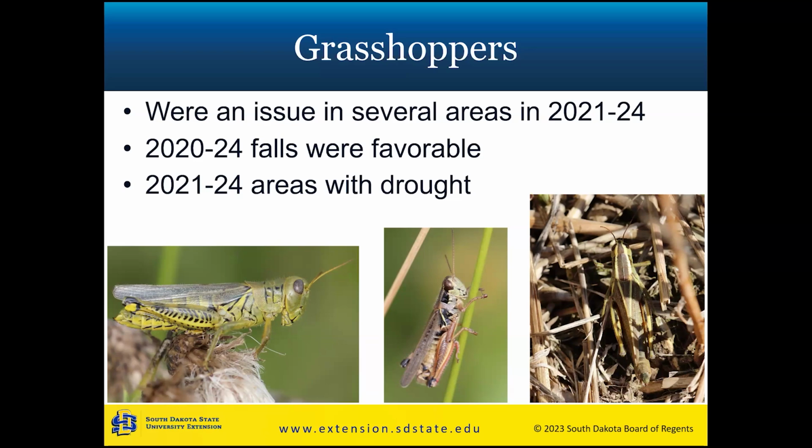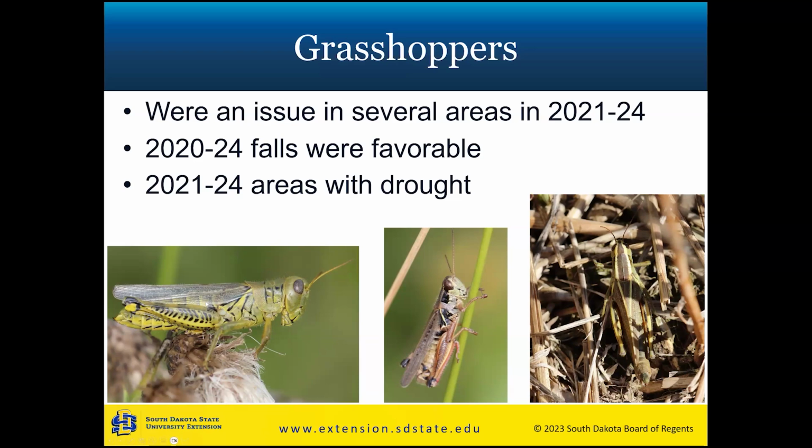If we look here, going backwards, 2020 to 2024, we've had pretty favorable falls where the frost is later than maybe we would expect in several areas of South Dakota. And 2021 to 2024, we've also had areas of the state where there's been drought present.